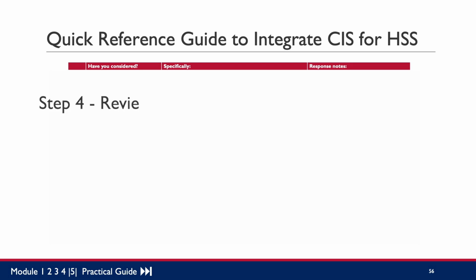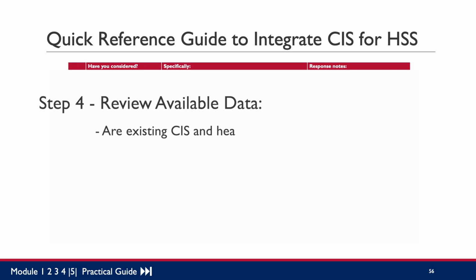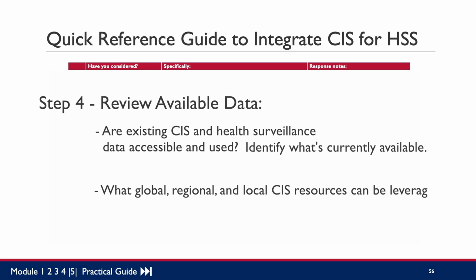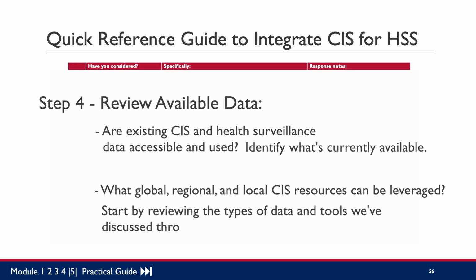Step 4. Review available data. Are existing CIS and health surveillance data accessible and used? Identify what's currently available. What global, regional, and local CIS resources can be leveraged? Start by reviewing the types of data and tools we've discussed throughout these learning modules.